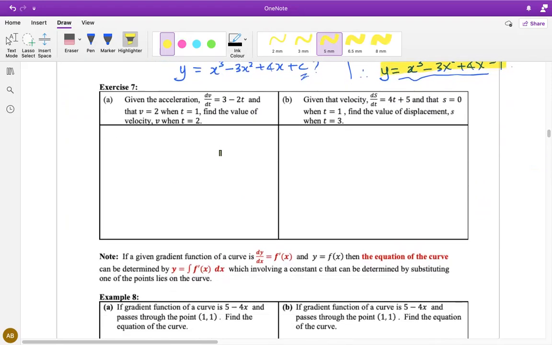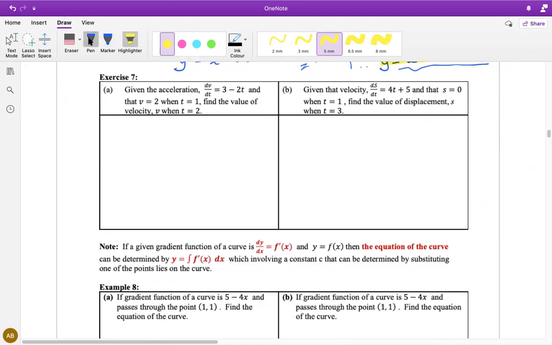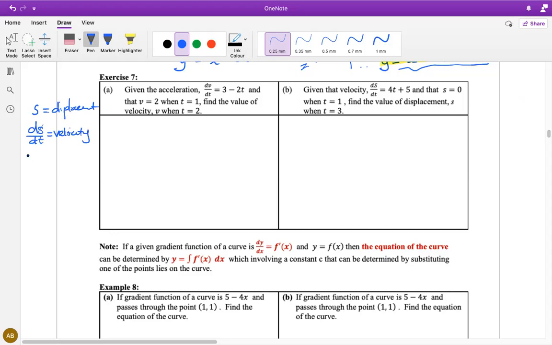Let's see example 7. Example 7 is not to find the equation of the curve, but to find the velocity. I think in physics you already know, s is displacement. So you have ds/dt, you get velocity. If I integrate back ds/dt, I'll get back s, because ds/dt is velocity. So I integrate velocity, I get back displacement.